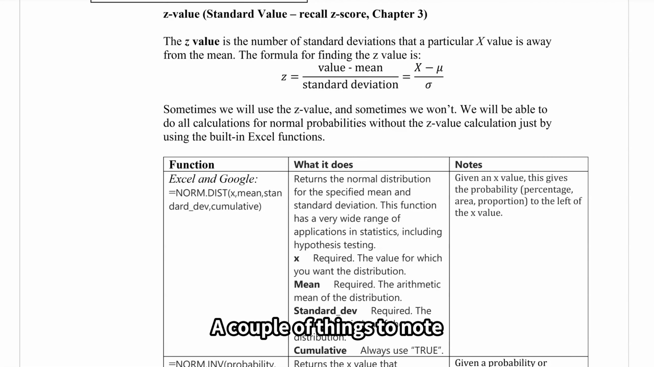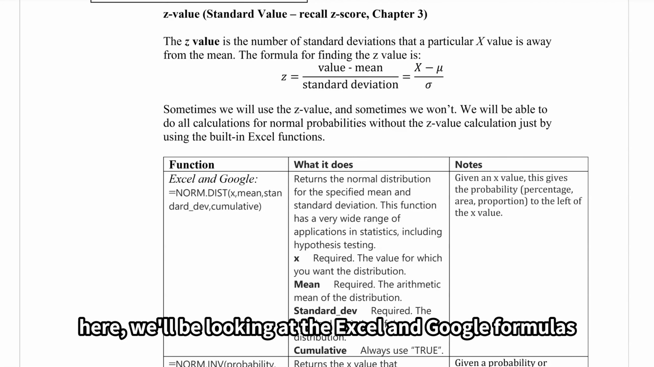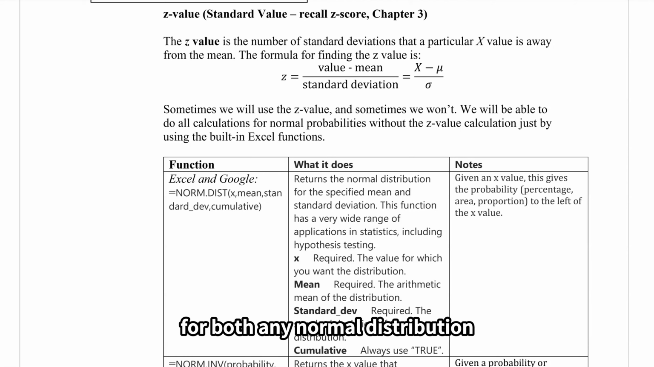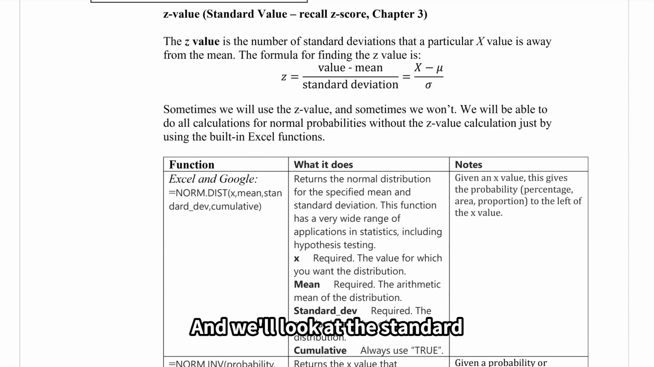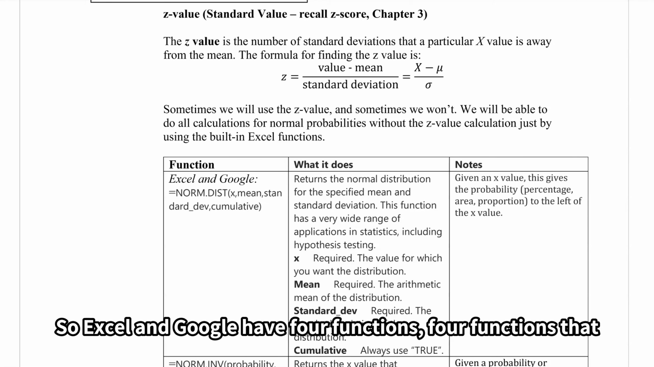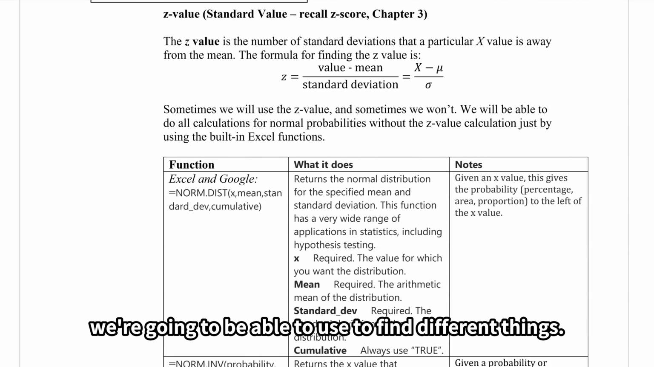A couple of things to note here. We'll be looking at the Excel and Google formulas for any normal distribution, where we have to input the mean and the standard deviation into the formula. And we'll look at the standard normal distribution calculation that's also built in. So Excel and Google have 4 functions that we're going to be able to use to find different things.